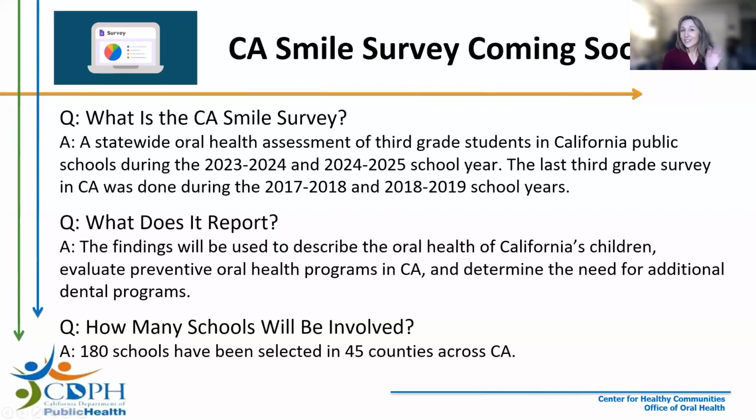And we did a little teaser at the beginning, but here's some information about what is planned for the California Smile Survey. It's a statewide oral health assessment of third grade students in California public schools. The previous assessment was 5 years ago. It shows the oral health of California's children, and the goal is to help with identifying the need for additional dental programs. 180 schools in 45 counties will be assessed.